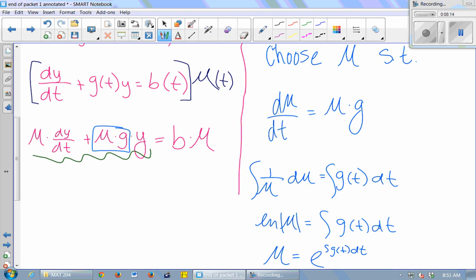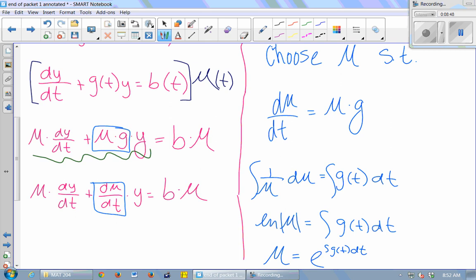All right. So once we've chosen μ so that μ times g is actually equal to dμ/dt, rewrite this, and I have μ times dy/dt plus dμ/dt times y equals b times μ. Okay, so I replaced μ times g with dμ/dt because I've decided I'm going to choose μ in such a way that those two things are equal. That's what the aside on the right is.